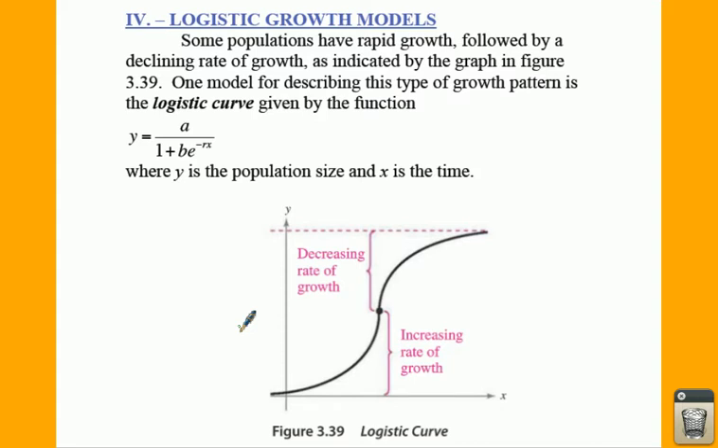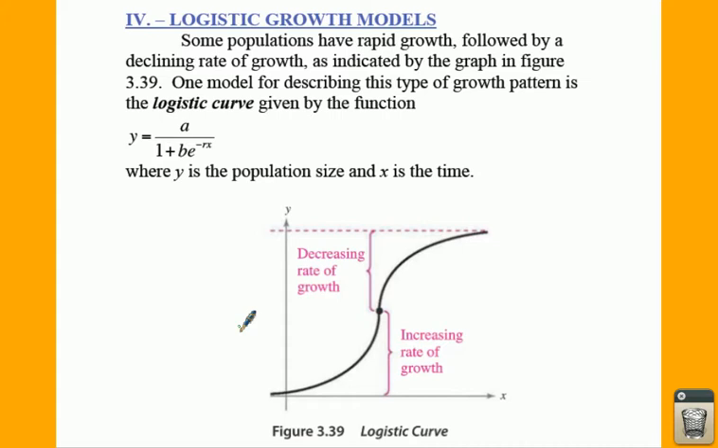The fourth model we want to go over is a logistic growth model. Some populations have rapid growth followed by a declining rate of growth. So, if you move into an area around Indianapolis, like Fishers, Hamilton, Southeastern area, those have a large rate of growth. And then eventually they've just kind of declined a little bit. One model for describing this type of growth is a logistic curve.